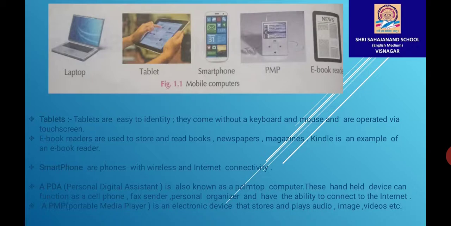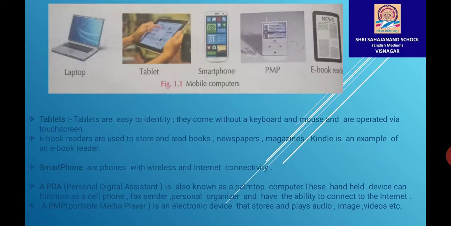Now, here is the figure about mobile computers: laptop, tablet, smartphone, PMP, e-book reader. So, tablets. Tablets are easy to identify. They come without keyboard and mouse and are operated via touchscreen. E-book readers are used to store and read books, newspapers, magazines. Kindle is an example of an e-book reader.